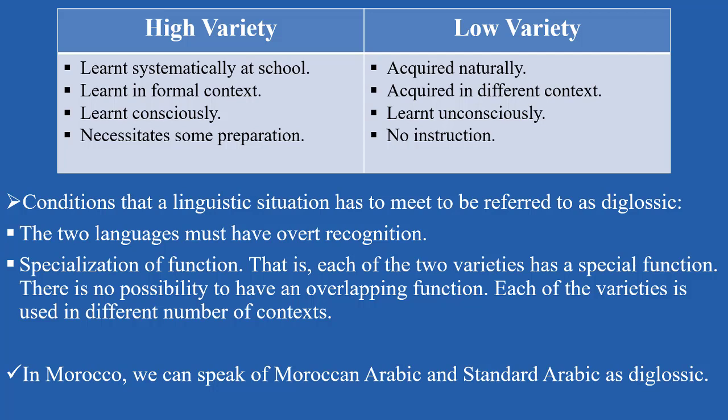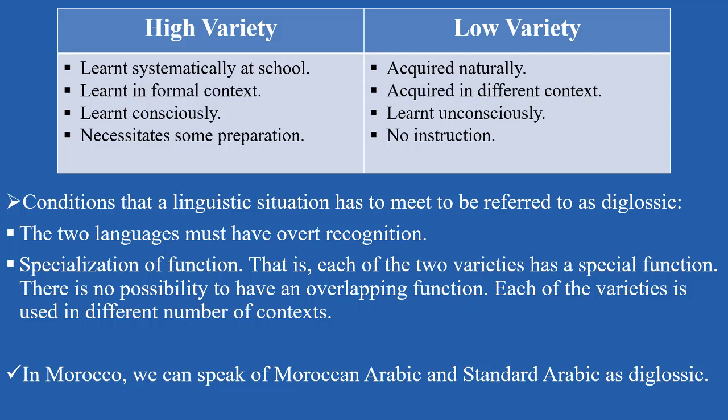So what are the conditions that a linguistic situation has to meet to be referred to as diglossic? There are some conditions that the two varieties should meet to be considered diglossic. The two languages must have overt recognition. That is, any person should know that these two varieties are different languages. So the two must have overt recognition, and these two languages, of course, should be related.